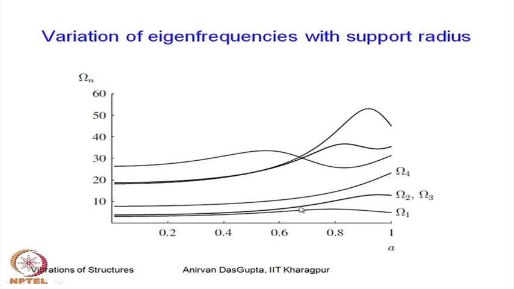These are degenerate. There are two frequencies here, two modes corresponding to this branch, and this is the next higher mode, and then these are some further higher modes. So, you can see the variation of the eigen frequencies of the plate with A.